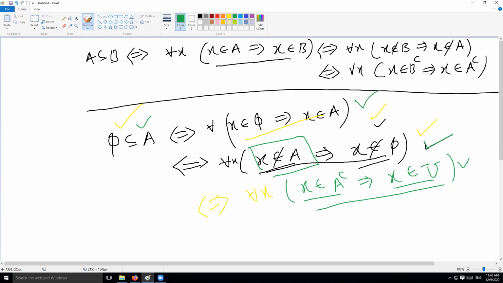Anyway, that's really the logic. Is this logical proof making sense to you? Does this make sense?